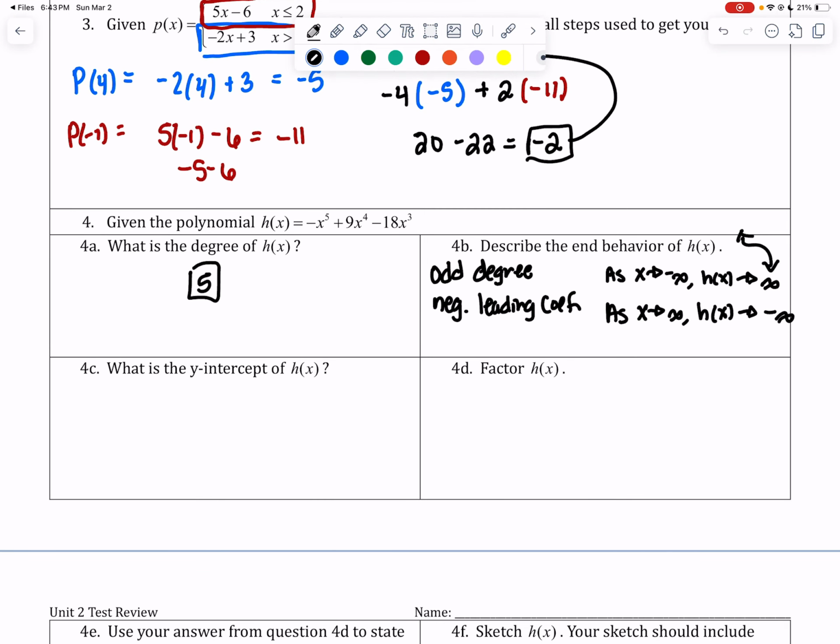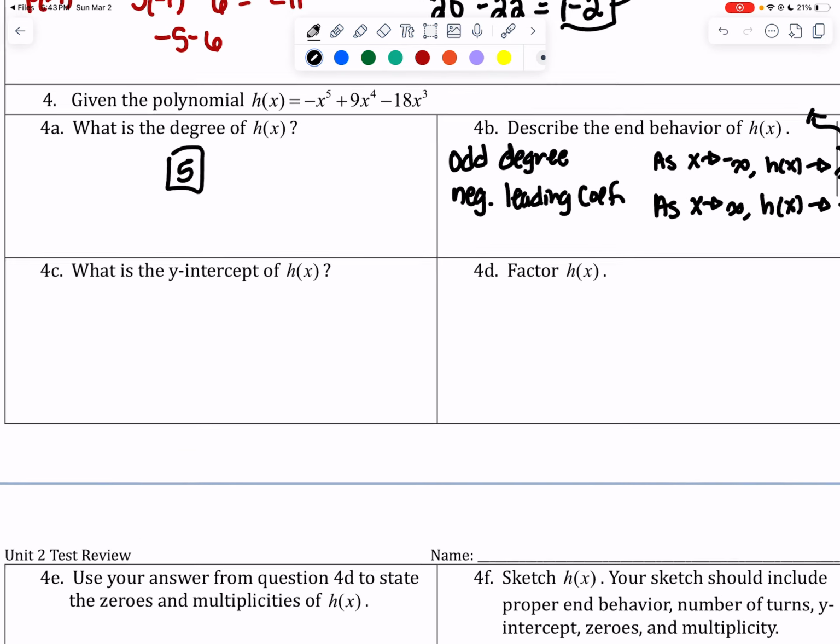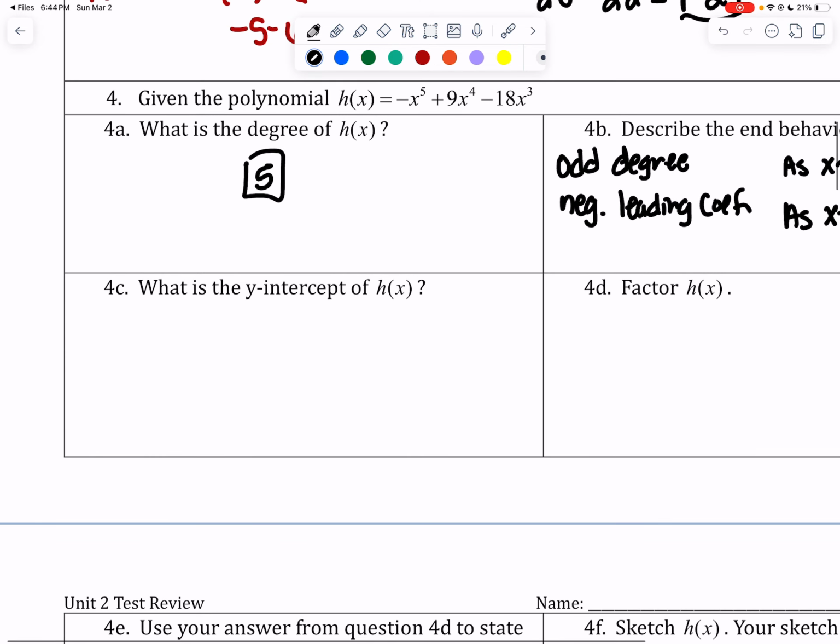All right, so for 4c, we want to find the y-intercept of h of x. Notice how, once again, this is in standard form. So we are just looking at the constant. But since there's not a constant, our y-intercept is going to be (0, 0). On the test, please make sure that whenever you're writing this, write it as a coordinate. Do not write it as 0 and call it a day. Y-intercept, coordinate, (0, 0).